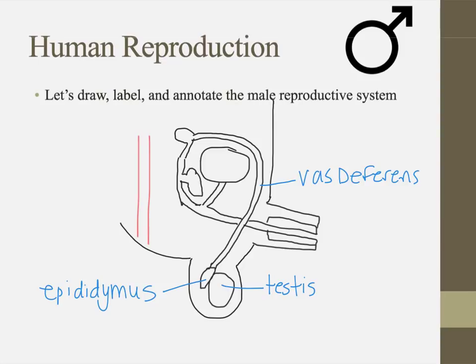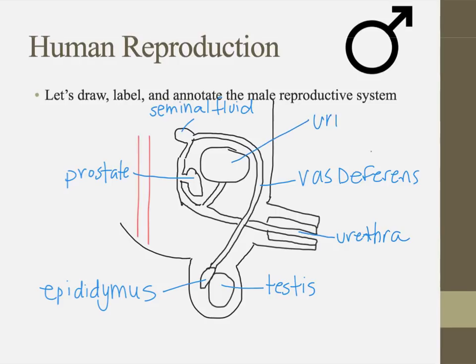Fluid enters the sperm through the seminal fluid, followed by the prostate. Again, sorry, this anus is in the way. And then it's going to go through this tube called the urethra. Now, just because it shares some ductwork, we're going to go ahead and label these even though they're not part of the reproductive system. And that would be the urinary bladder.